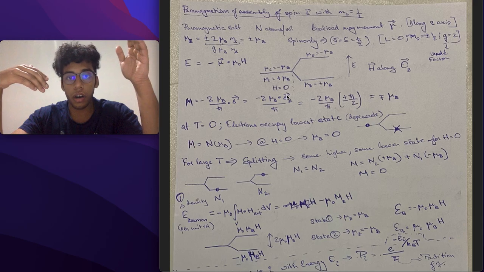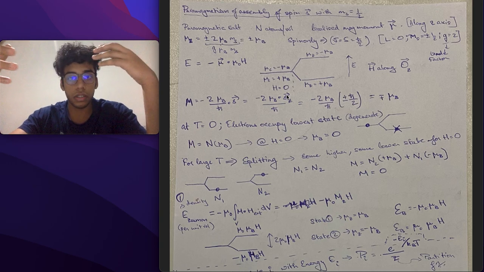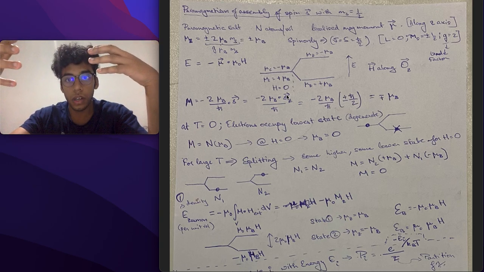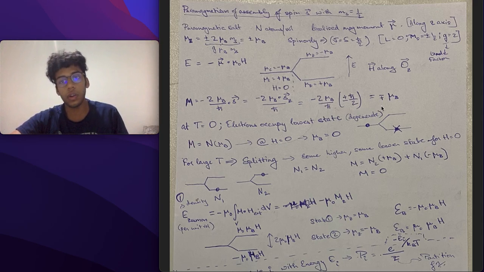So now when H is equal to 0, the magnetic moment, which is the magnetization, is 0. You just calculate it with respect to the spin, and you see it is plus minus mu_B, and it goes to 0, right? So when the applied external field is 0 and the temperature is 0, that means the electrons are occupying the lowest degenerate state, right?